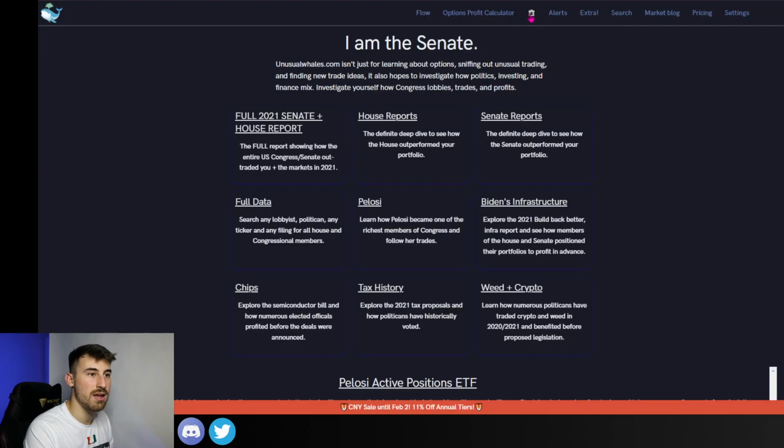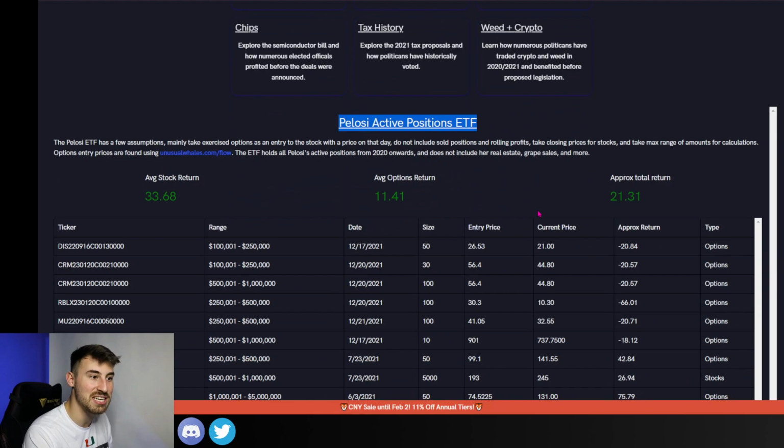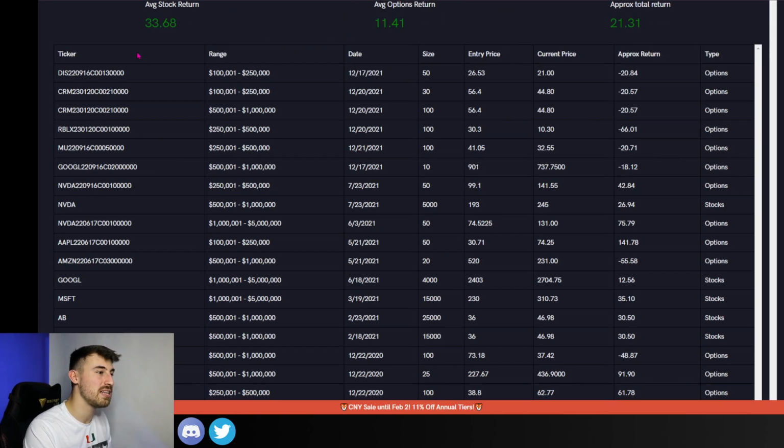The next feature right here is the Congress. So I am the Senate. It actually gives the full 2021 Senate plus House report, which has actually picked up tons of attention on social media. The Pelosi active positions ETFs, which is pretty hilarious. She recently loaded up on Disney Leaps, CRM Leaps, so that's Salesforce, Roblox Leaps, and then Micron and Google. So she's very tech heavy.